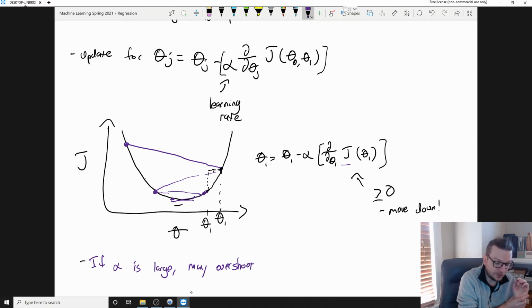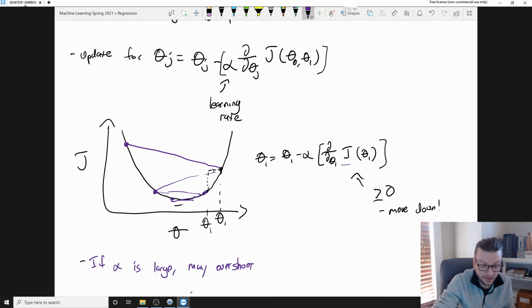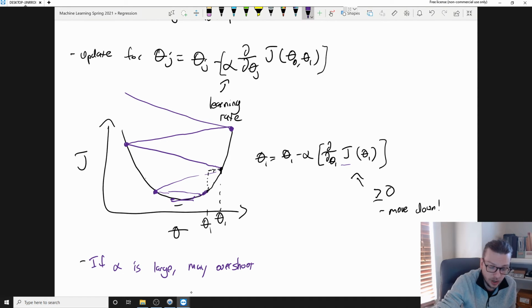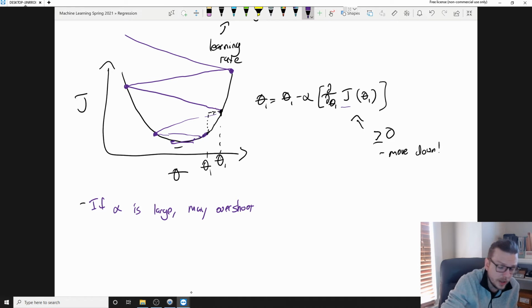Could that reverse the descent in the wrong direction? In fact, that's exactly what it does. It reverses the descent in the wrong direction. So what will happen here is you'll see, I've taken a move, and I now ended up with a lot of error. Now my slope is really steep, so I need to take a really big step. Bam! And so you overcorrect. And then you keep going and going infinitely. This phenomenon is called divergence.